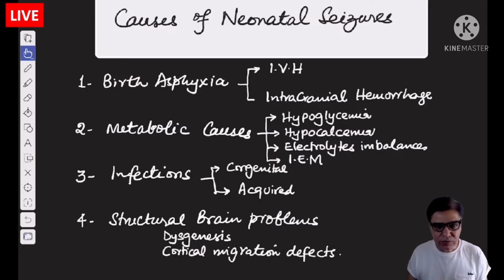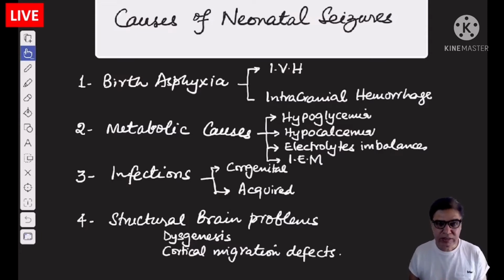The eventual outcome of all these events is that the brain gets less oxygen, and since the brain neurons are very sensitive to a lack of oxygen, they die, they get damaged, and that leads to seizures in newborns. So around 40 to 50% of the neonatal seizures are caused by birth asphyxia.